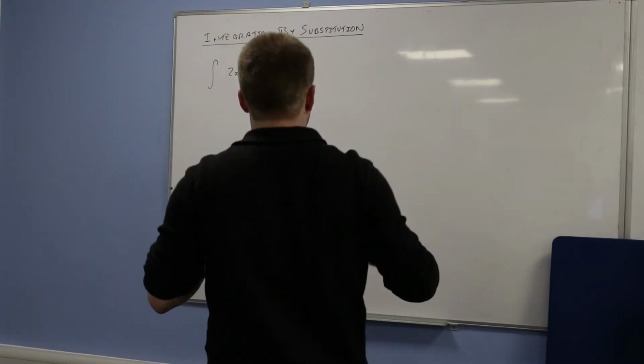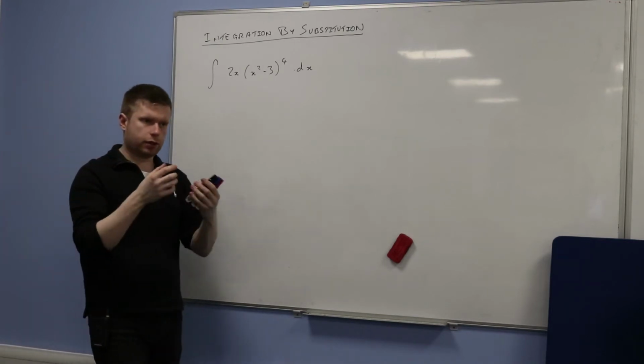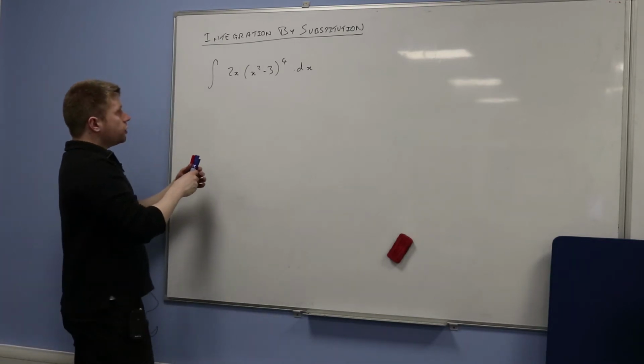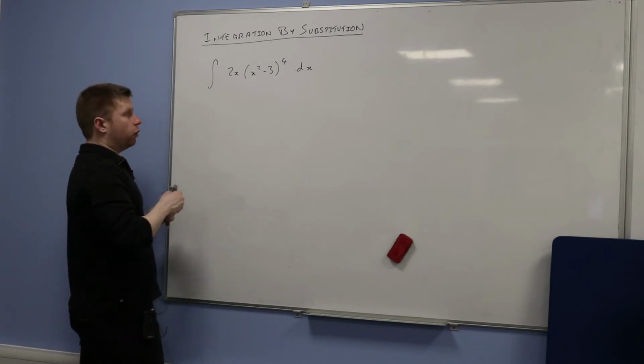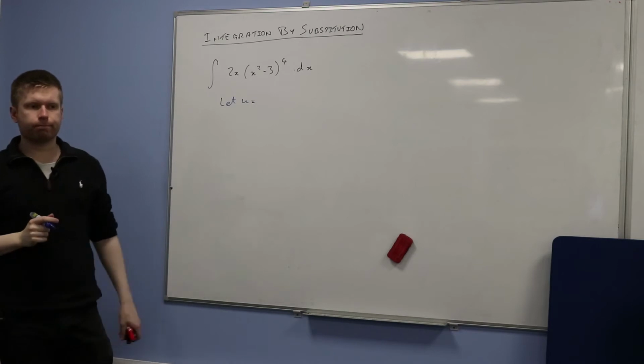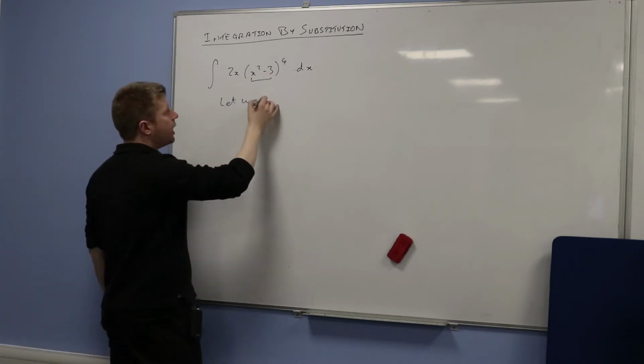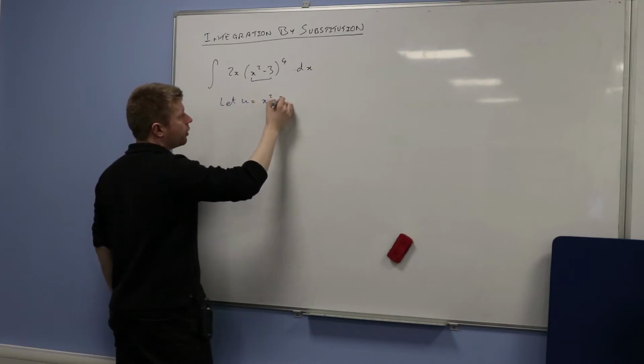Okay, fine. Let's take a look at this one then, because it's slightly different. It's the same idea though. So what are we going to let u equal? Where's our substitution? The x squared minus 3, you happy? Okay, so u equals x squared minus 3.